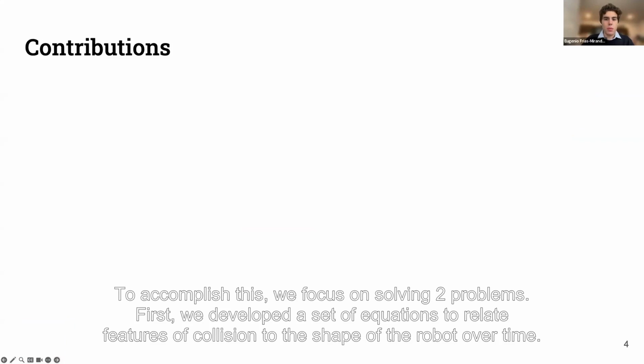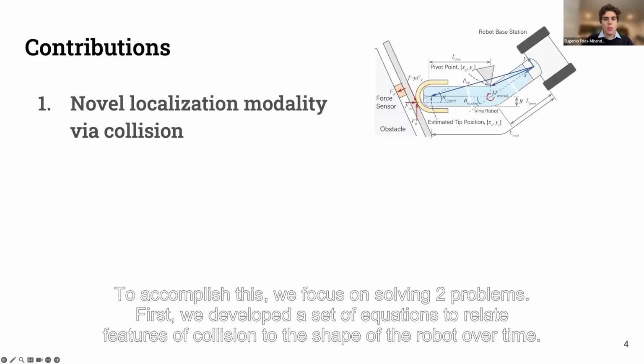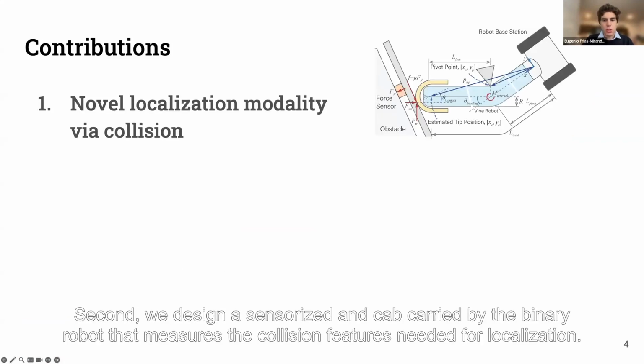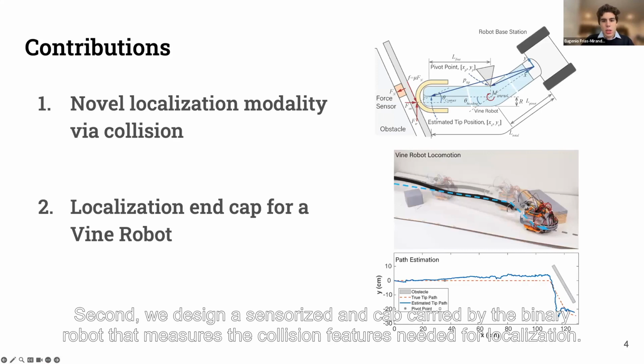To accomplish this, we focus on solving two problems. First, we developed a set of equations to relate features of collision to the shape of the robot over time. Second, we design a sensorized end cap carried by the Vine robot that measures the collision features needed for localization.